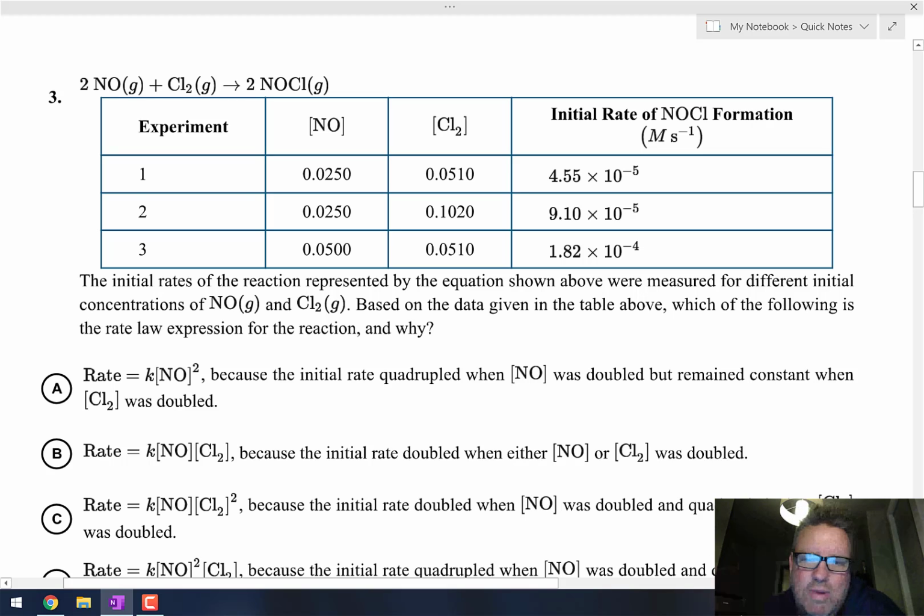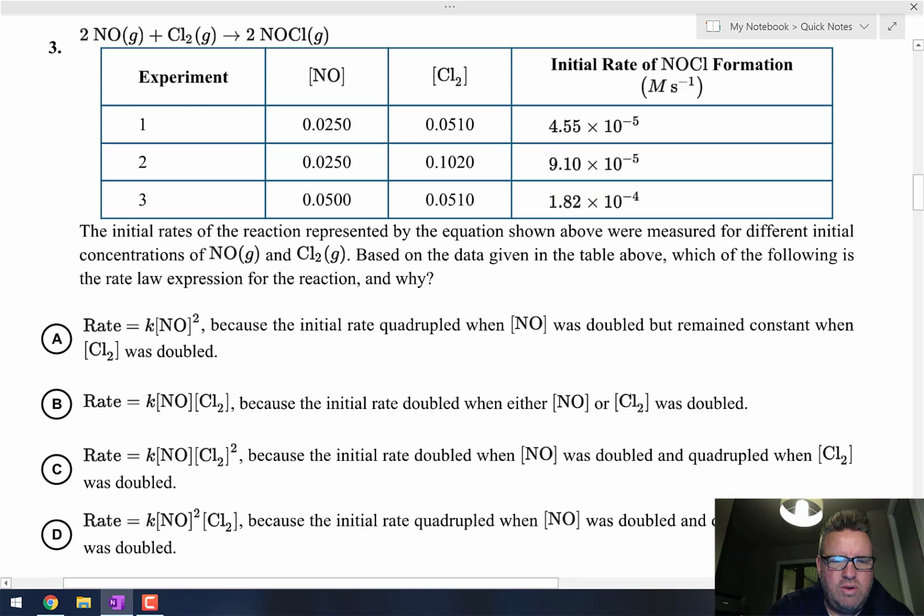Again, don't worry about the data table yet. The initial rates of the reaction represented by the equation above were measured for different initial concentrations based on the data table above. Which of the following is the rate law expression for the reaction and why? So again, do we see any that are the same? No, we don't. So the why part doesn't really matter. We just have to get the right rate law.